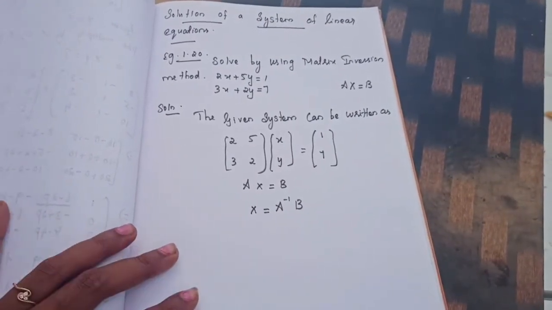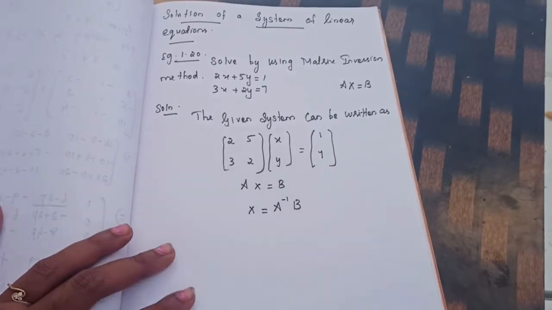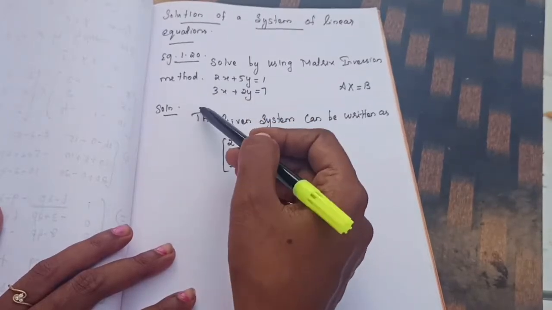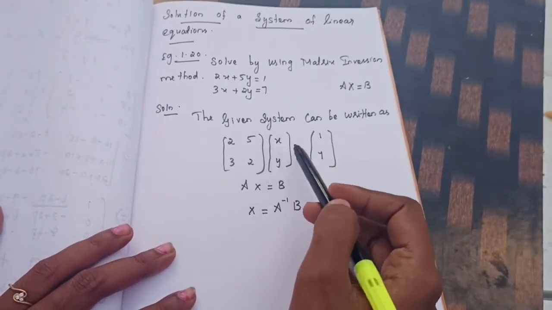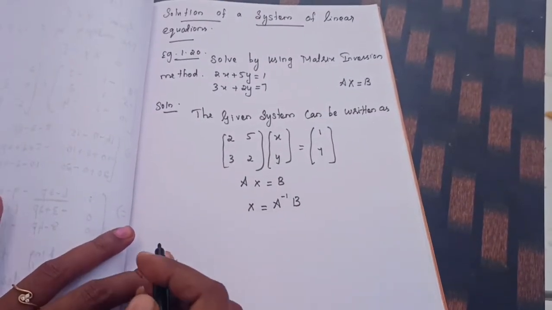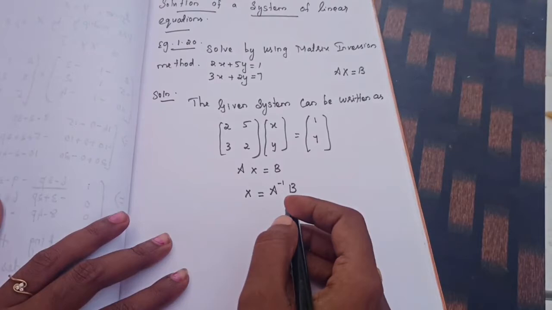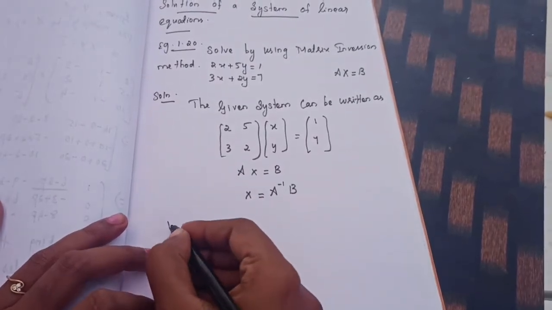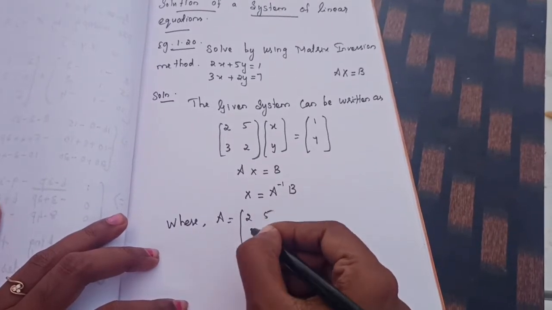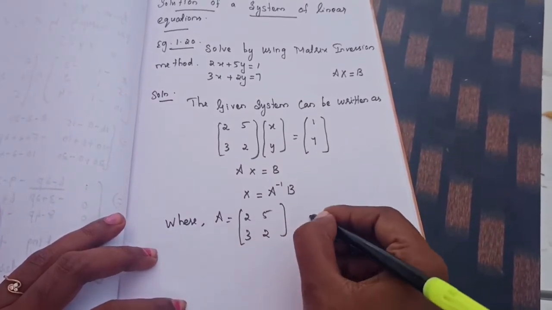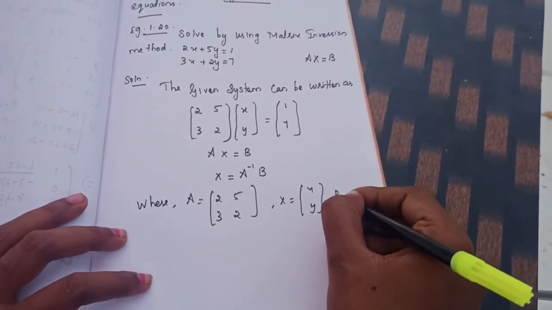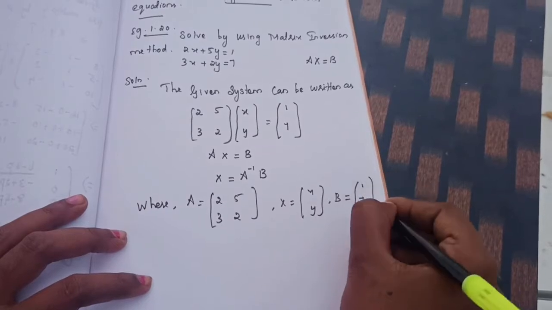Okay. So first what will you do? We will write the given system in the form of AX is equal to B. So this is A, is it right? 2, 5, 3, 2. A. X, how will you write? x, y. Then 1, 7. Now it is in the form of AX equal to B. So X is equal to A inverse of B. Yes. So what's the A value here? 2, 5, 3, 2. What's the X here? x, y. Then what's the B value here? B is equal to 1, 7. Understand?